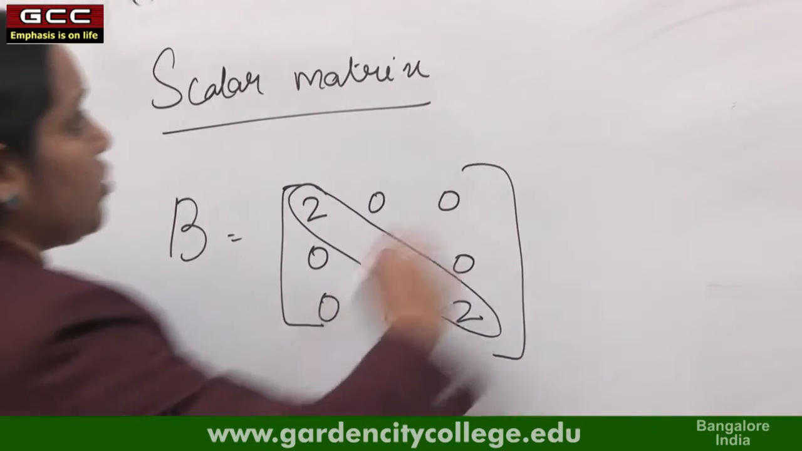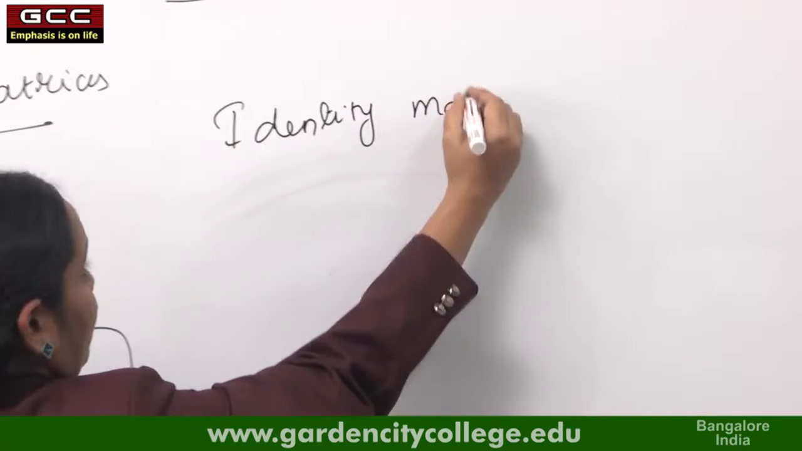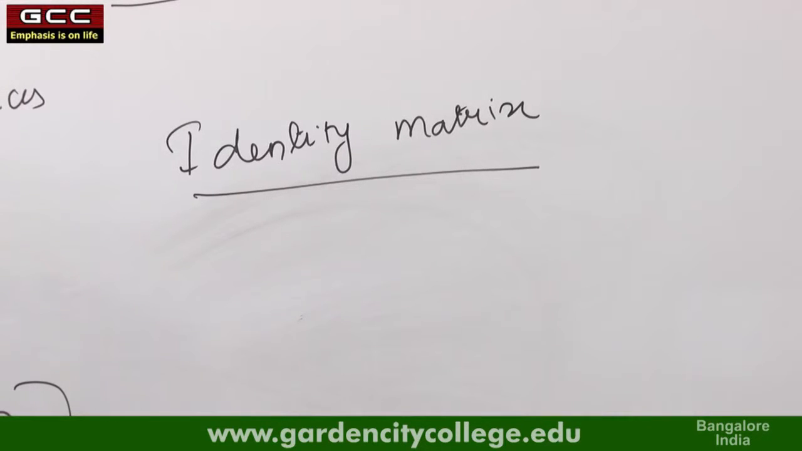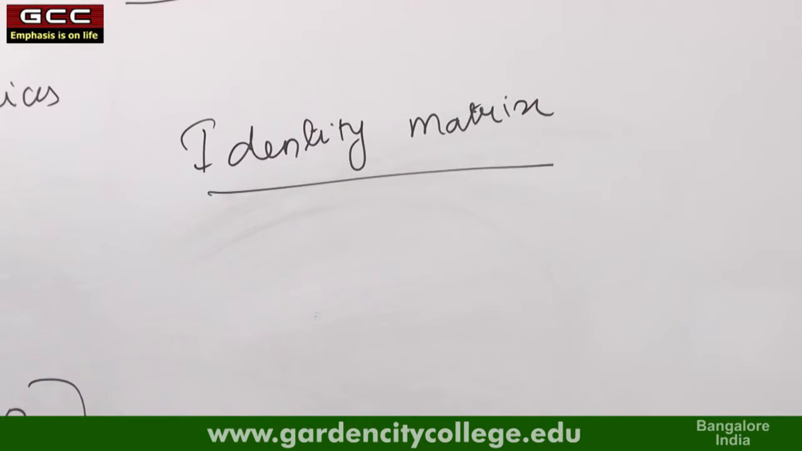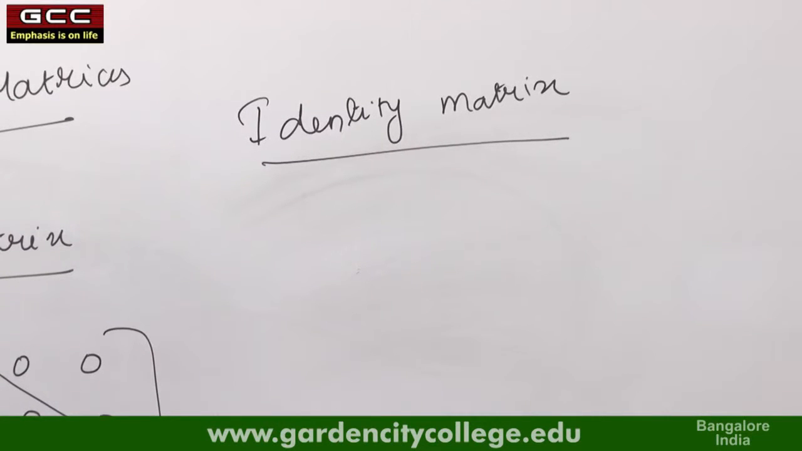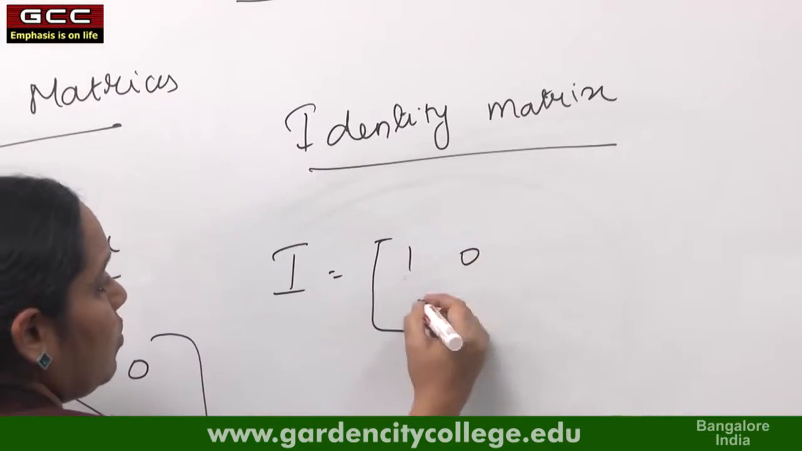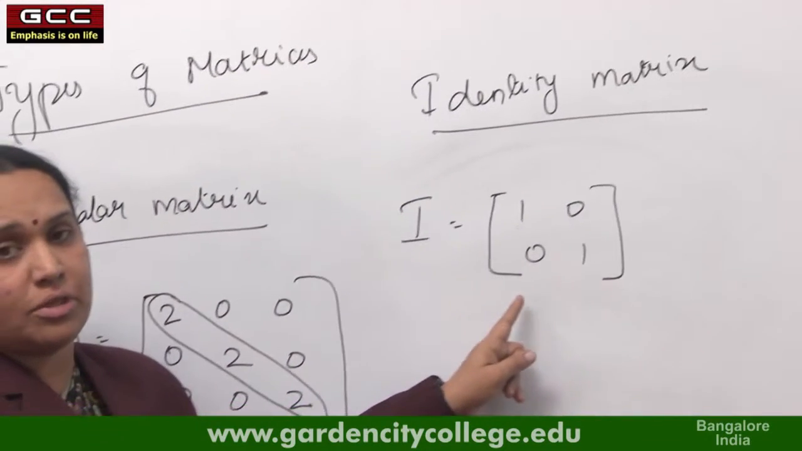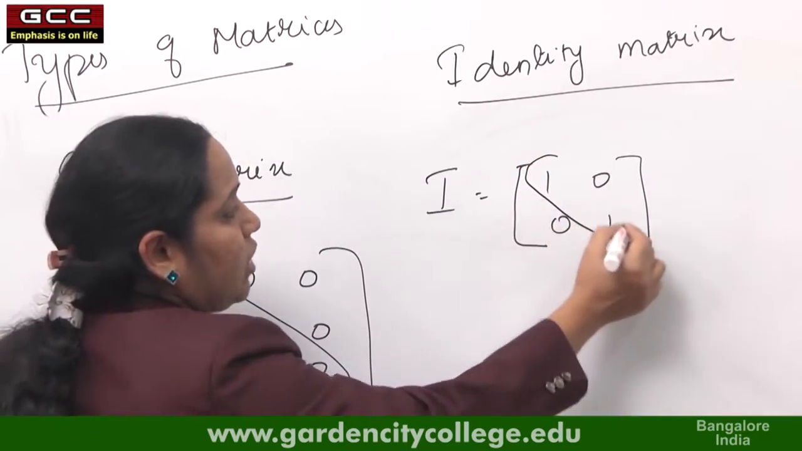The next type of matrix we are going to discuss is the identity matrix, which is very unique in matrices. An identity matrix is a type of scalar matrix in which all the diagonal elements are unity, that is, only 1. An identity matrix is always denoted by I, not with any other alphabet. So, I is equal to [1 0; 0 1]. It is a square matrix, the order of this matrix is 2 by 2, and it is an identity matrix because the diagonal elements are all 1.